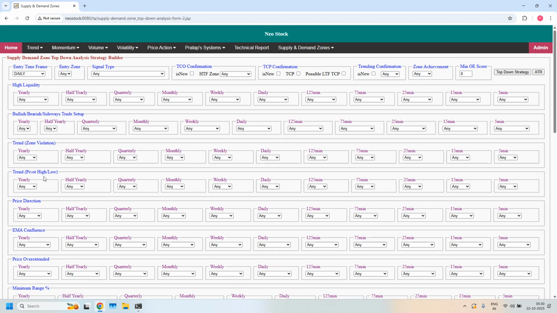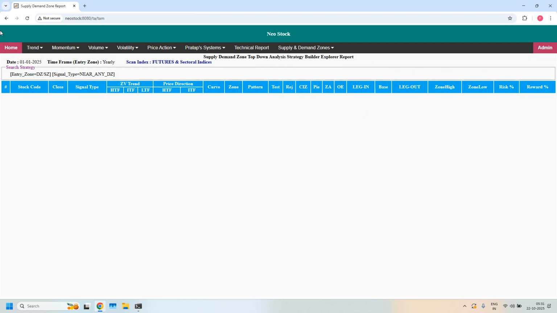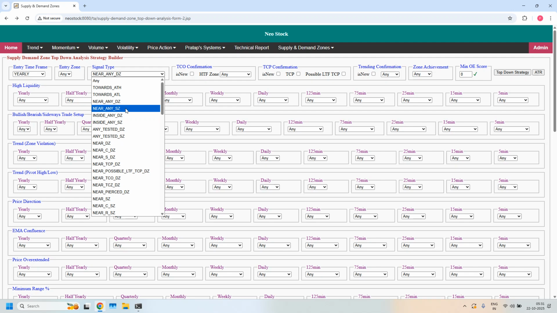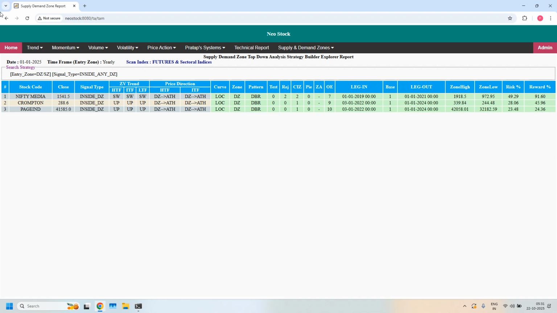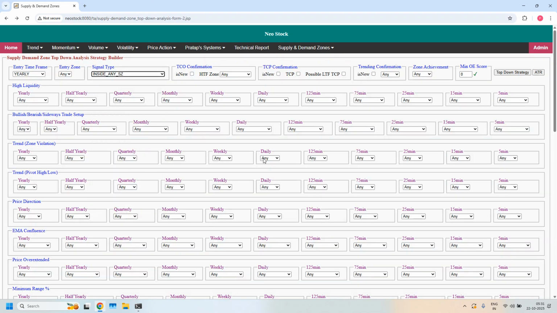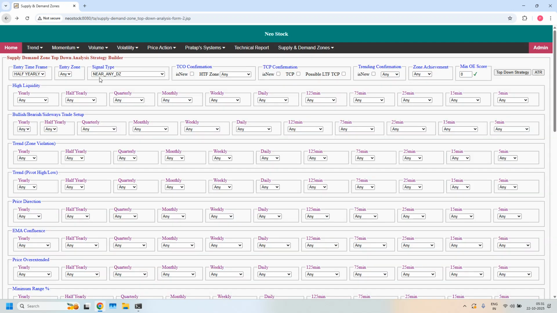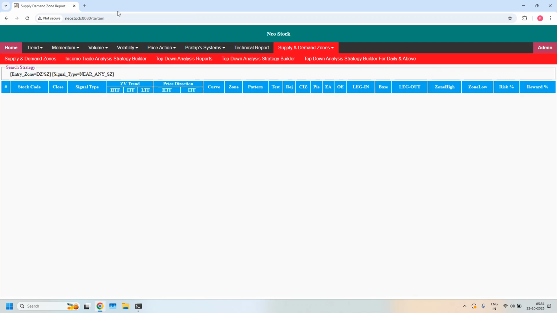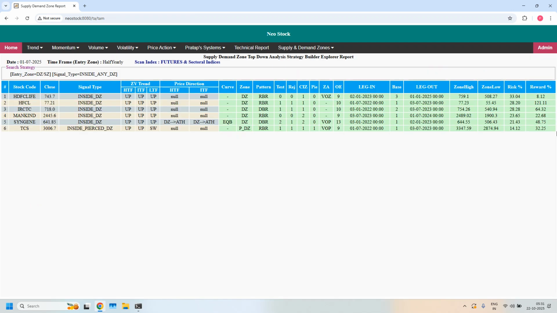Now I am generating stocks near demand and supply zones for different time frames, starting from yearly. Stocks near yearly demand zone, we don't have any stocks. Stocks near yearly supply zone, we don't have any stocks. Price closed inside yearly demand zone, we got 3 stocks. Next, price closed inside yearly supply zone, we don't have any stocks. Next time frame, half yearly. Stocks near half yearly demand zone, no stocks. Stocks near half yearly supply zone, also no stocks. Price closed inside half yearly demand zone, we got 6 stocks.